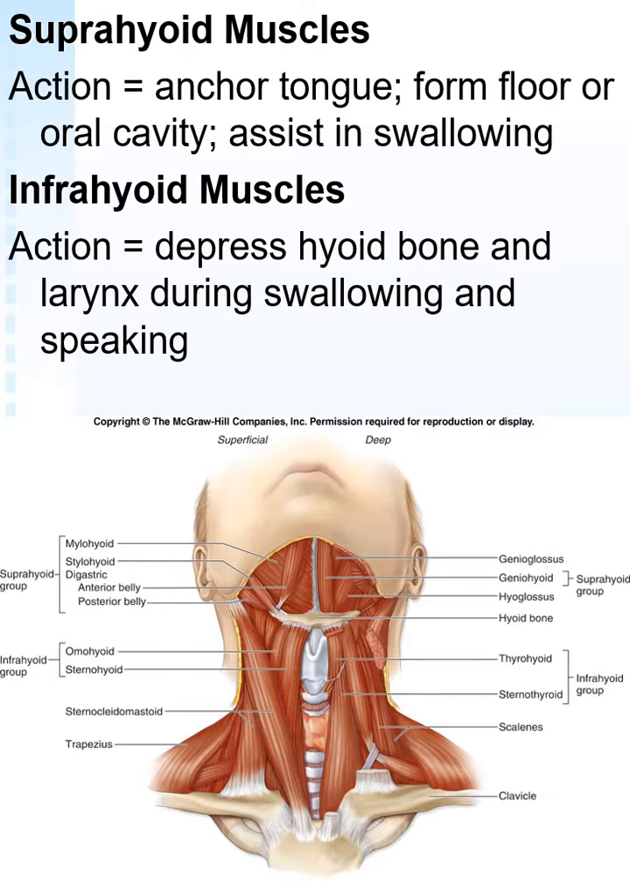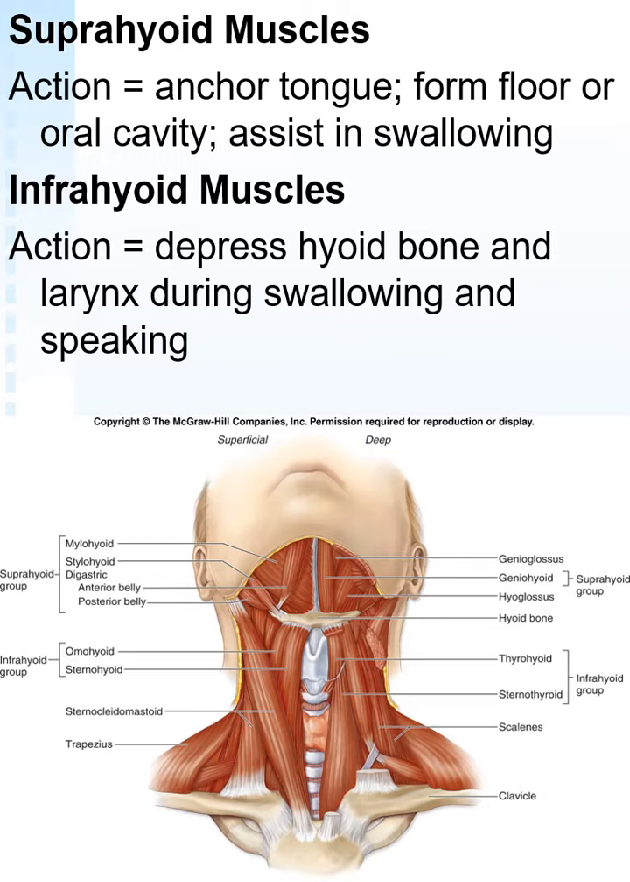The muscles of the anterior neck are divided into the suprahyoid muscles, which are superior to the hyoid bone, and the infrahyoid muscles, which are inferior to the hyoid bone. And so for these muscles, you do not have to know their origin and insertion, because there are several muscles that make up the suprahyoid muscles and the infrahyoid muscles. So just focus on what are their general actions.